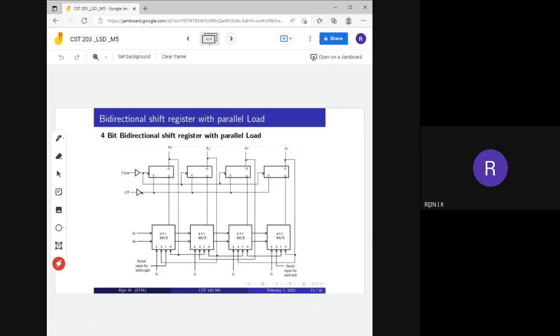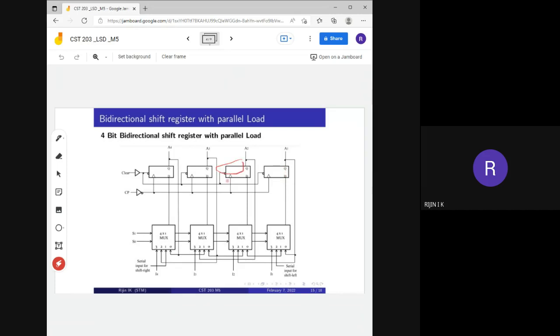This is the example of a 4-bit bidirectional shift register with the parallel load. Then how many flip-flops do we have to use to design a 4-bit bidirectional shift register? For designing that, we need to use 4 flip-flops.